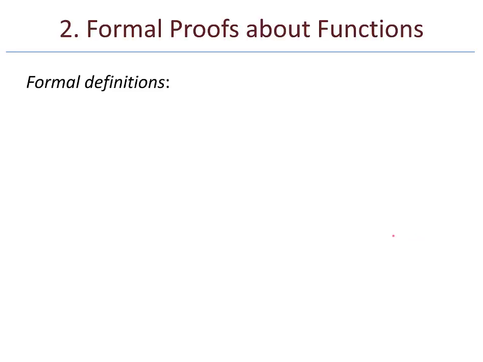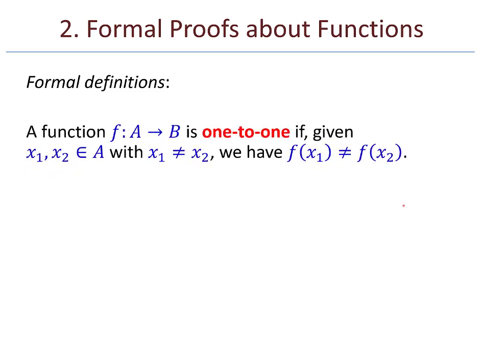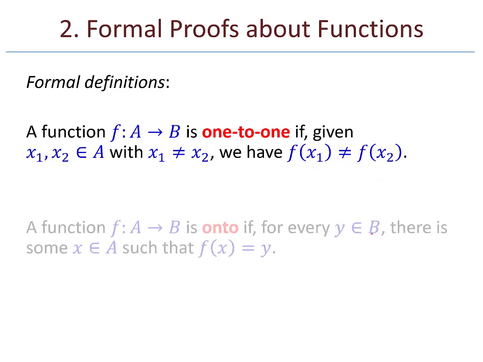Formal proofs about functions, and we start with formal definitions. With proofs, the definitions are so important. So here are actual definitions. A function f from A to B is one-to-one if, given x1, x2 in A with x1 not equal to x2, we have f of x1 does not equal f of x2. So that is, distinct elements in my domain get mapped to distinct elements in my codomain.